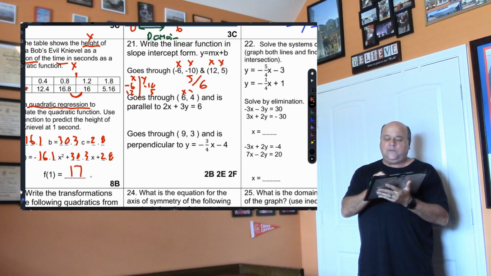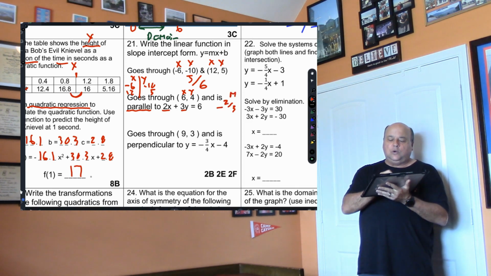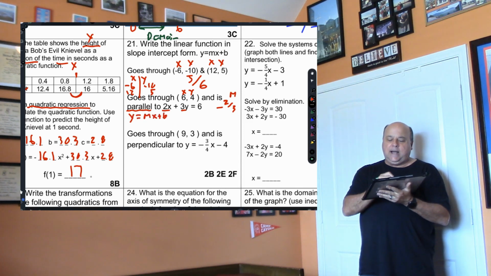It goes through 6, 4. That's my x and y, and is parallel to this. Remember, your slope is going to be 2 over 3, and the opposite of a positive is a negative. This is my slope. So I'm going to do y equal mx plus b. My y is 4. My slope is negative 2 over 3. Parentheses, my x is 6 plus b.